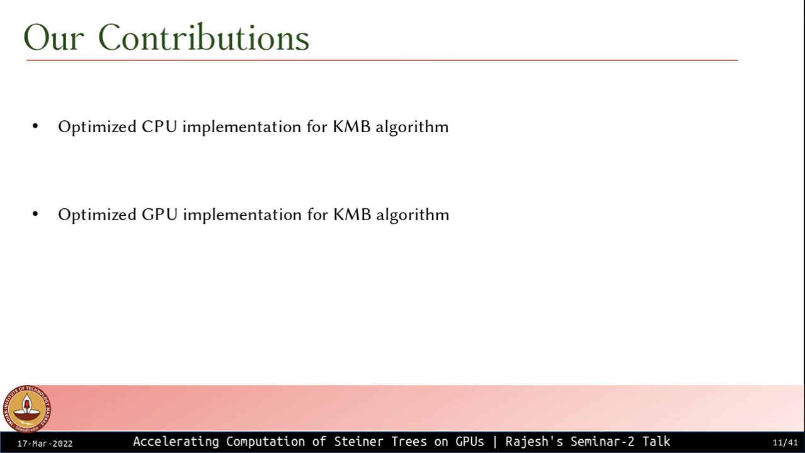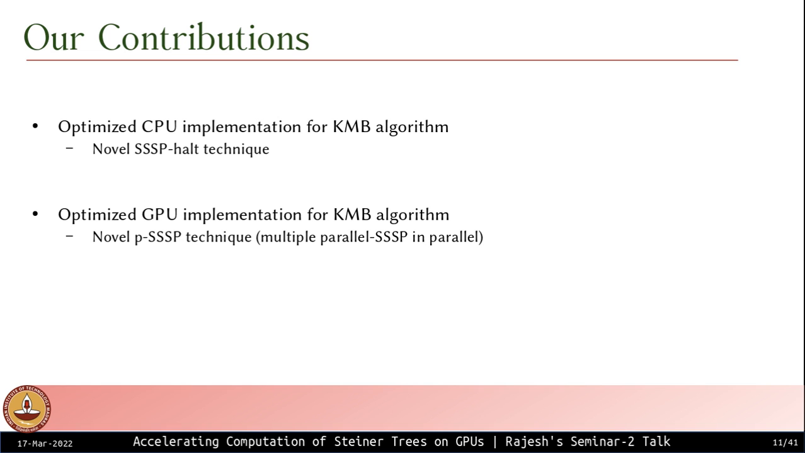So we have an optimized CPU implementation for the KMB algorithm. Similarly, we have an optimized GPU implementation of the KMB algorithm. We use a novel technique, which we call the SSP Hall technique, which has improved the performance of our CPU implementation.